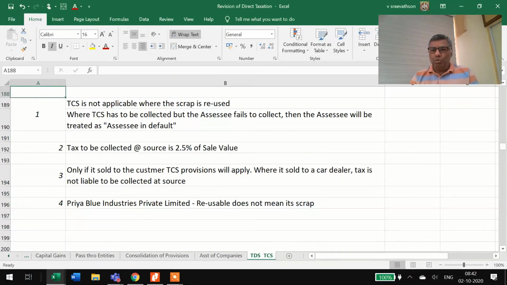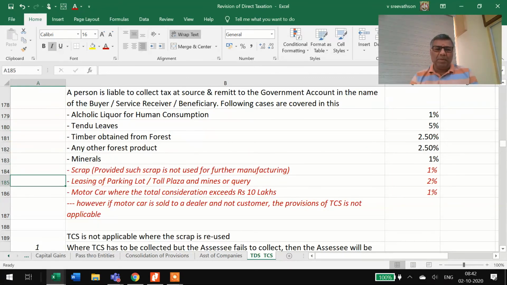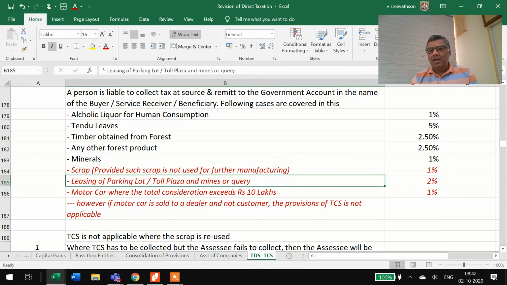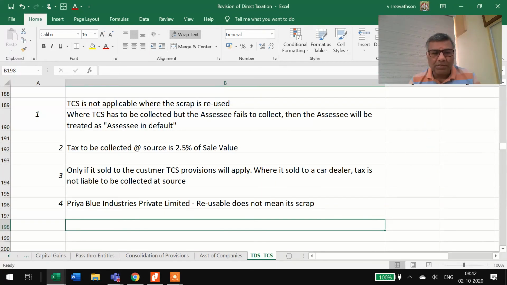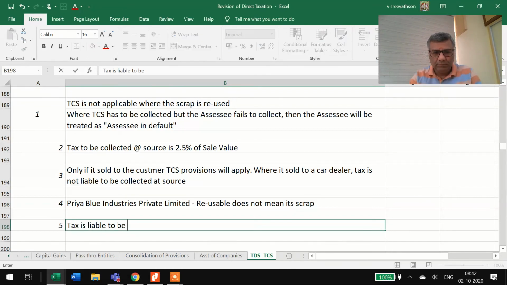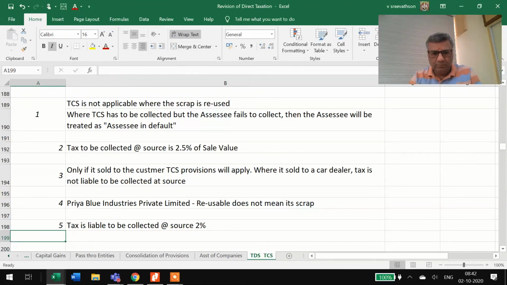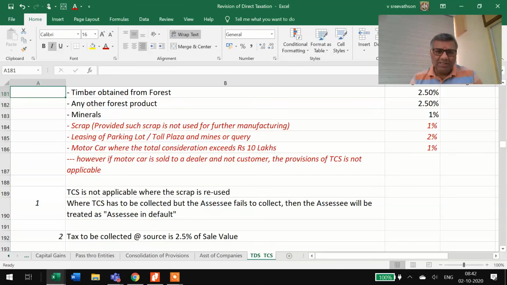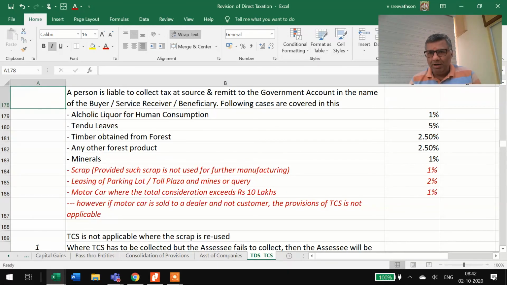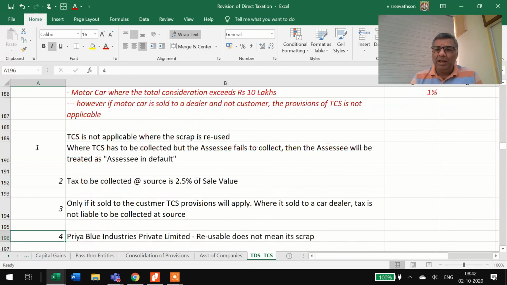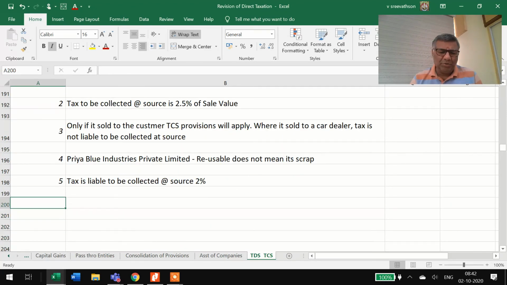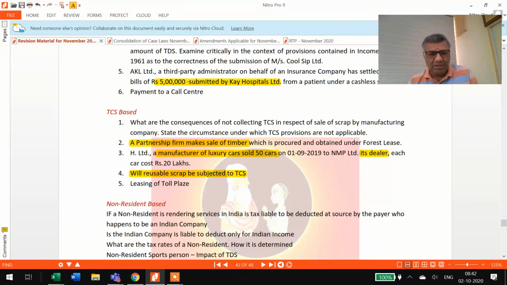Leasing of toll plaza, only once in some other paper I have seen this question, is 2%. For remembering the rates before the examination, just look into the rates for a few minutes. 2.5, 2 and 1 are going to be the rates. If you don't remember the rate, tax is liable to be collected at the prescribed rate, but it's better to remember.